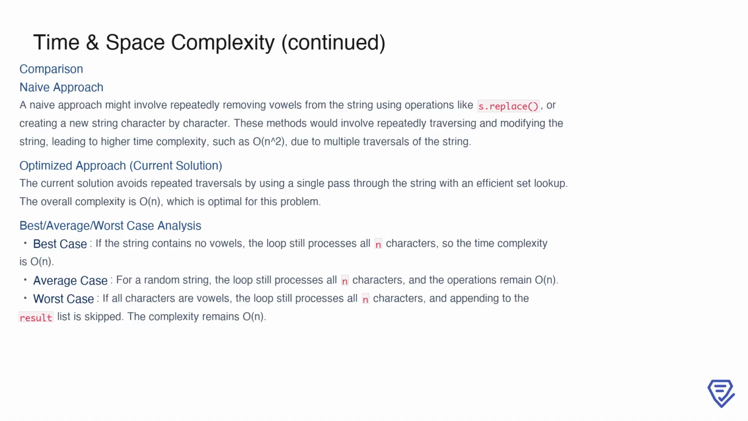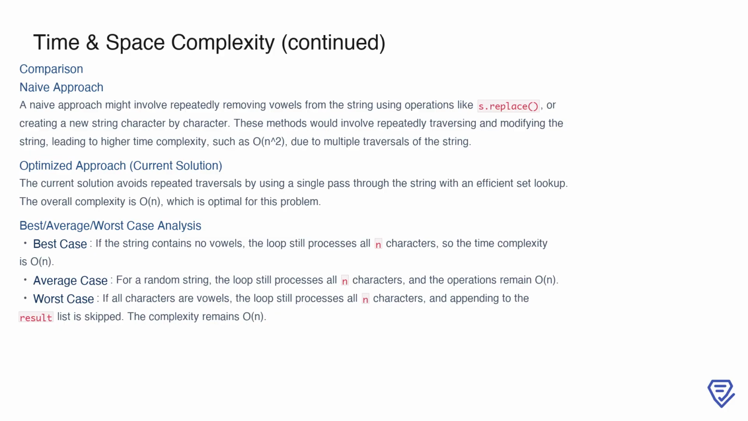To understand why this solution is efficient, let's compare it with a naive approach. A less optimized method might involve repeatedly removing vowels from the string using operations like s.replace, or manually creating a new string character by character. These approaches would require multiple traversals of the string, leading to a time complexity of O(n squared), due to repeated processing of the string. In contrast, the optimized approach used here processes the string in a single pass and uses efficient set lookups to determine if a character is a vowel. This avoids redundant traversals and achieves a time complexity of O(n).